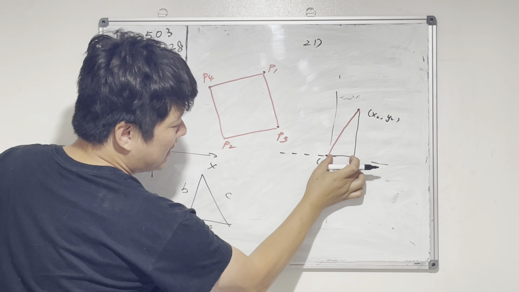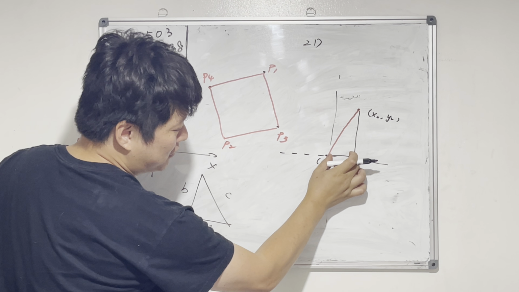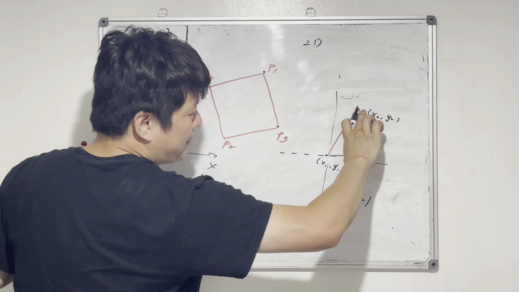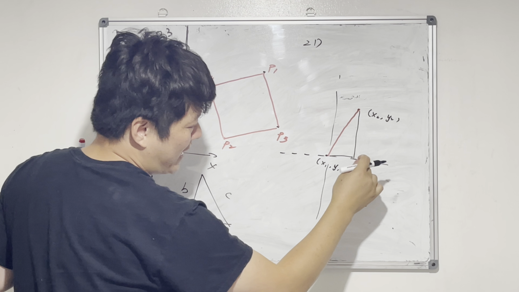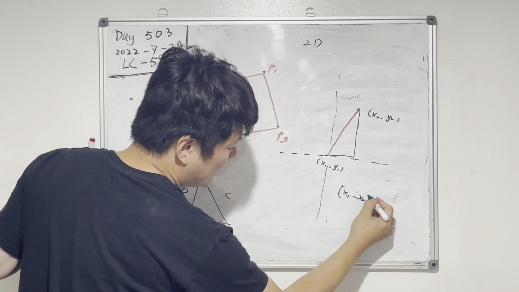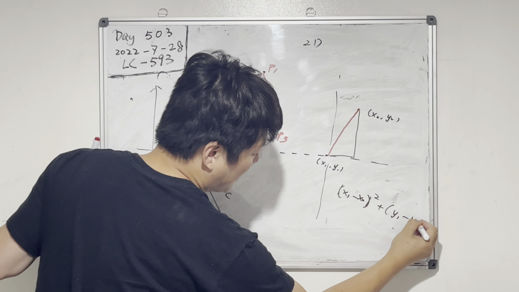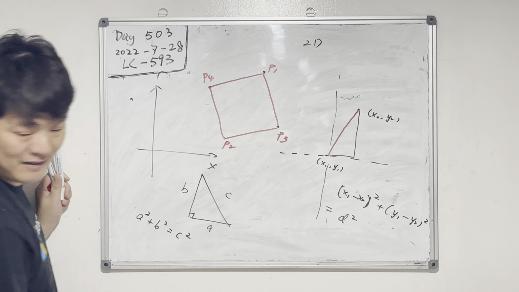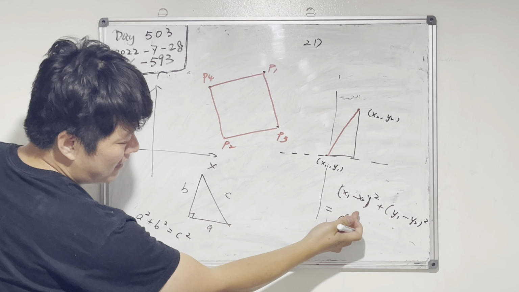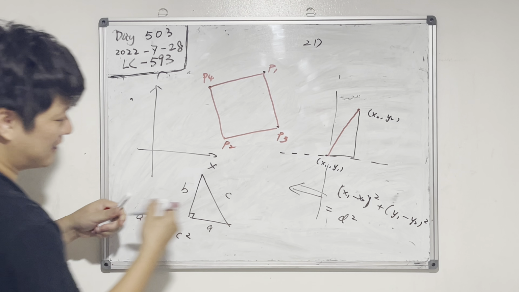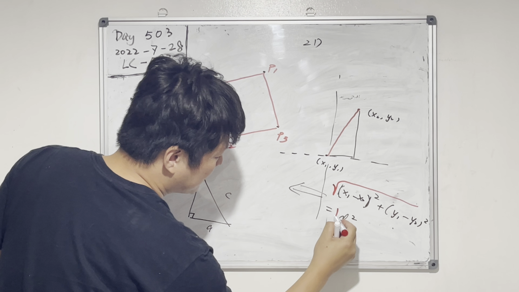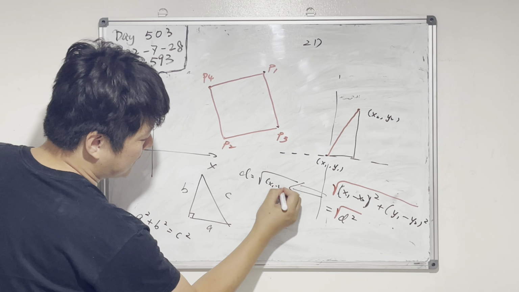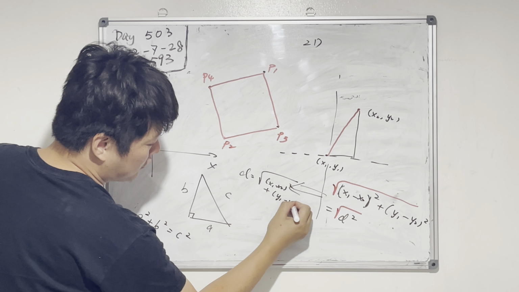So look, this bit is x1 minus x2 or x2 minus x1, the absolute value. This bit is y1 minus y2 or y2 minus y1, right? So if we square it plus y1 minus y2 squared, that equals the distance squared. So we can calculate the distance by taking the square root of both sides. So the distance d equals the square root of (x1 minus x2) squared plus (y1 minus y2) squared.